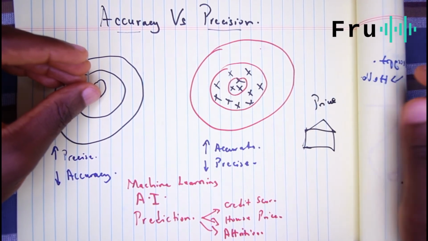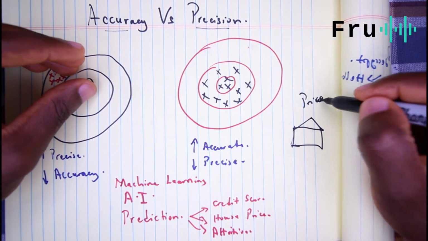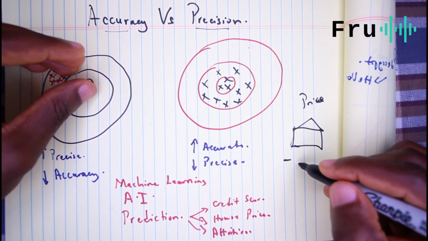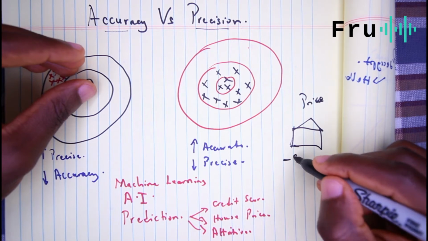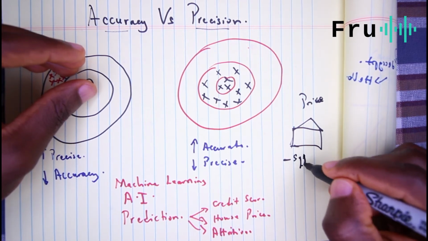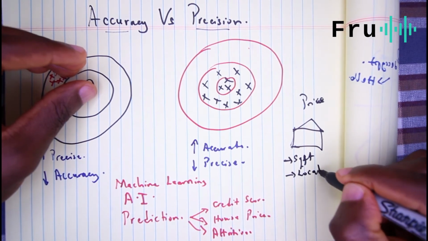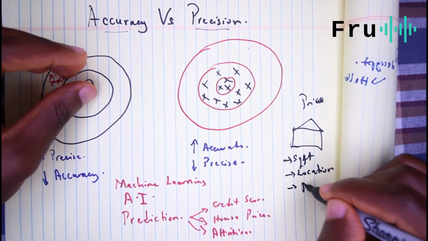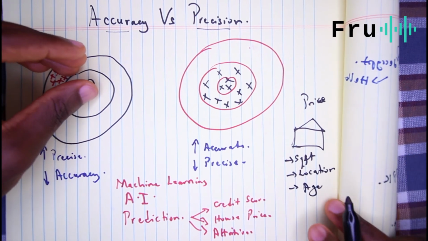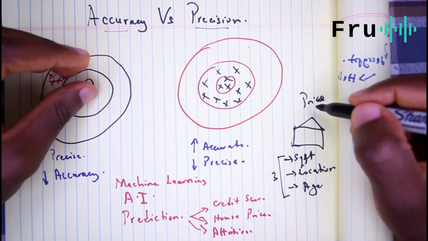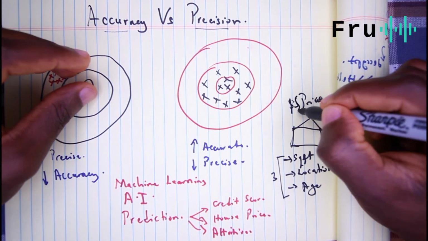Again, I'm just using this as an on the fly example. You build your model and it takes a couple of parameters. It takes maybe the square footage of that house. It takes the location of the house, and it takes the age of the house. When was the house built? All right, and given these three things, it's going to predict a price for that house.